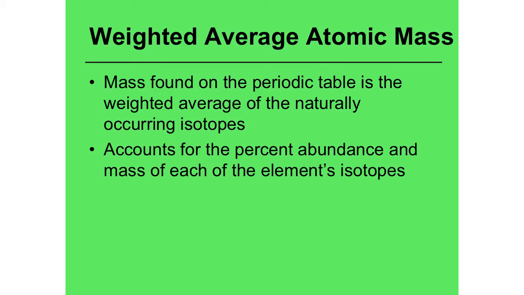So this helps to explain how we get the mass that is listed on the periodic table. The mass that's listed on the periodic table is the weighted average of the naturally occurring isotopes for that element. So if we look at carbon, carbon's mass on the periodic table is 12.011. That accounts for the fact that carbon 12 is way more abundant than carbon 14, so that one counts more. It's not a straight average, where you add them up and divide by 2. It's a weighted average where you account for the percentage.